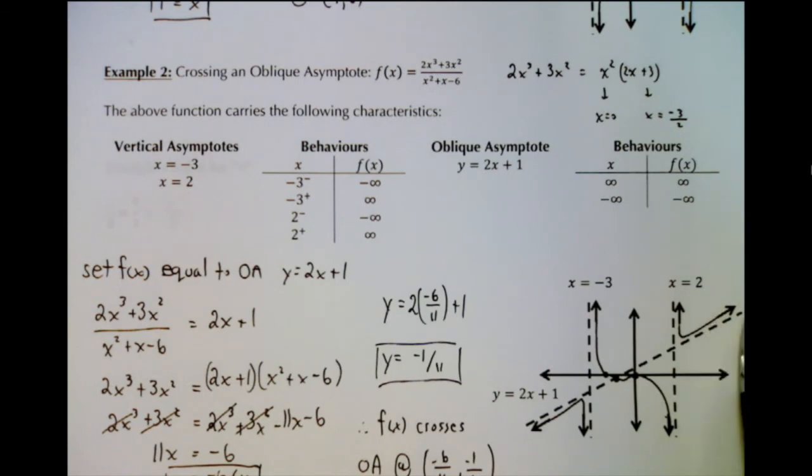That's how we can conclude that the behavior is going to be above the oblique over here and below the oblique over here, because the function already exists in this section, so it's going to continue to exist in that section. It's not going to cross and cross above, because it doesn't cross here. It only crosses right there.